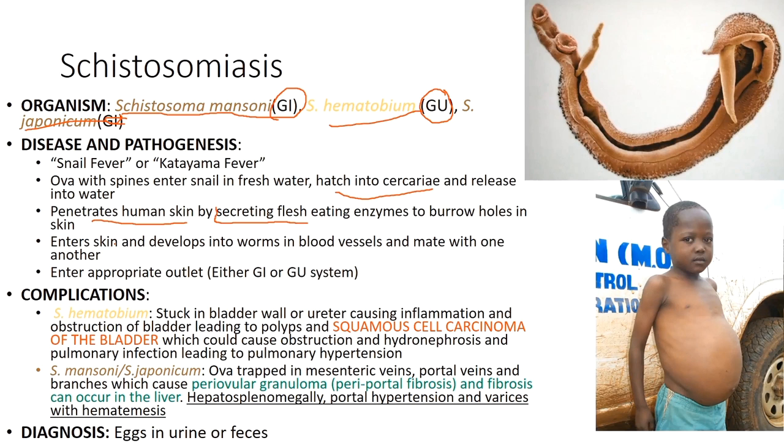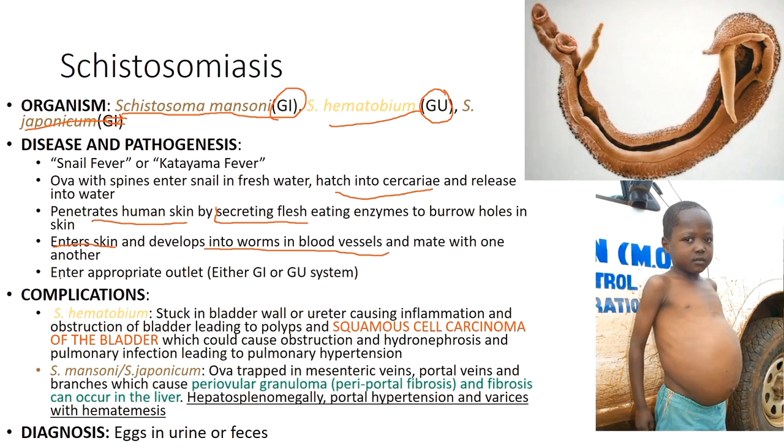You can actually watch on YouTube. Just type in trypanosomiasis, and there's this video, parasites inside of me or something like that. It's kind of gross. Or monsters inside me, I think. So when it enters, it develops into worms in the blood vessels and mates with one another. There's a male and a female type, and they mate and produce a lot of eggs and spit those out in the blood.